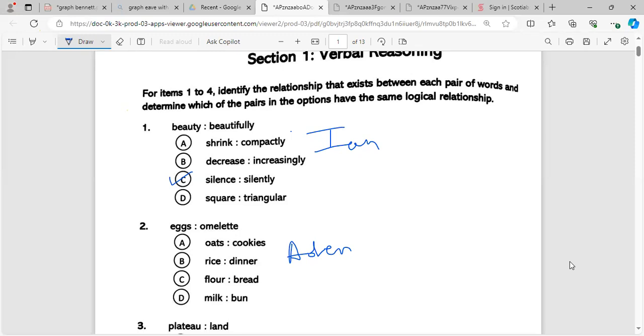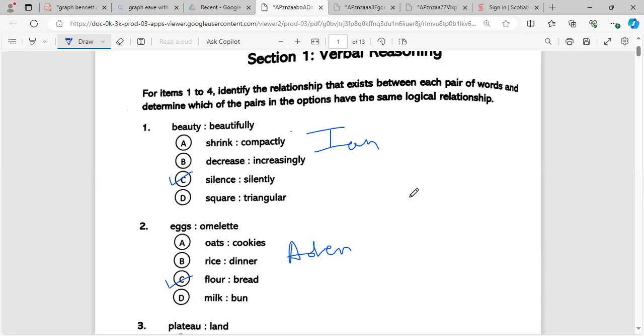So, sir, number 2, it says egg and omelette. I think egg is a necessary component used to make omelette. So flour is used to make bread. I think it's C. I agree. Sir, this is correct. I agree too. All right. Good job.